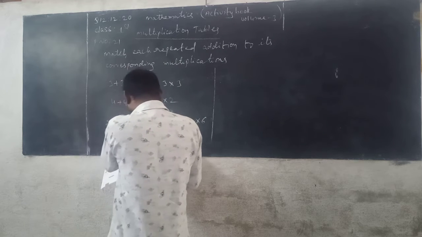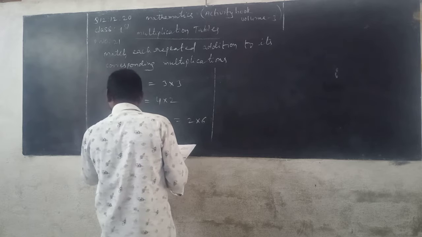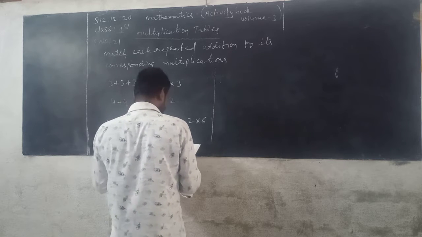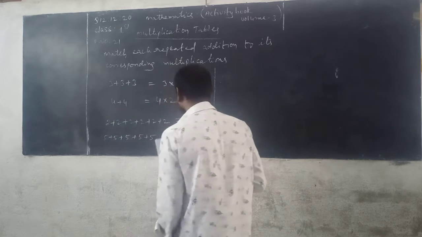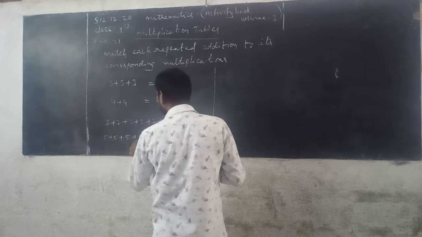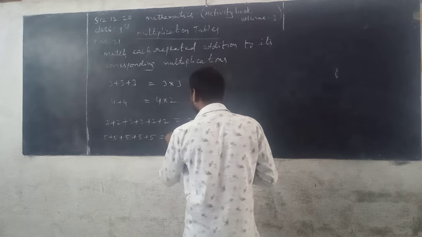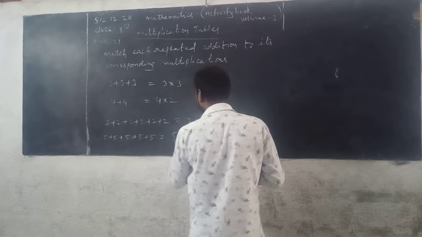Now, 5 plus 5 plus 5 plus 5 plus 5. See here, 1, 2, 3, 4, 5. So 5 is repeated 5 times. Means you can write 5 into 5.